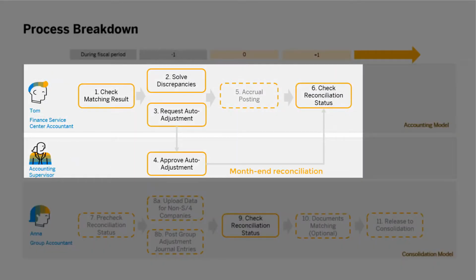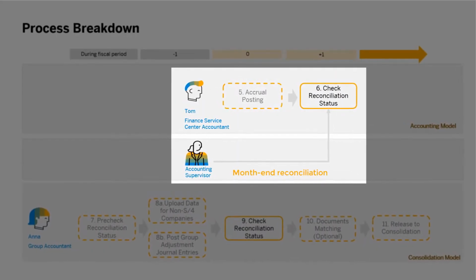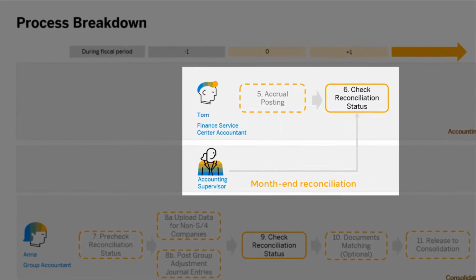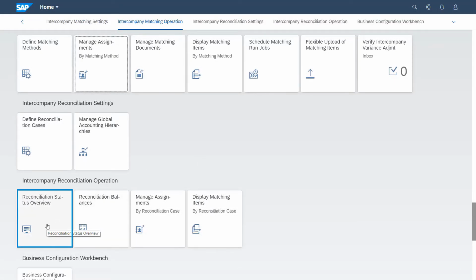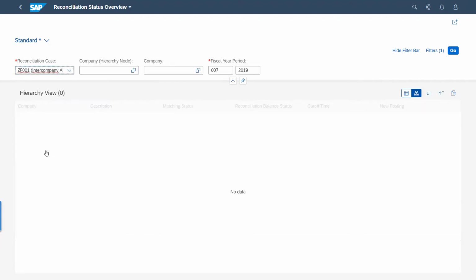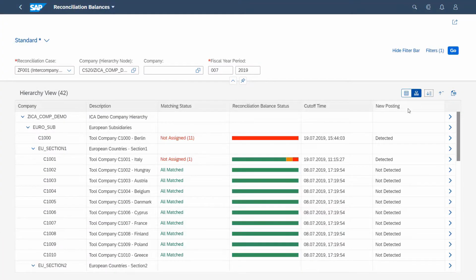The data discrepancies have been solved, but Tom is also approaching period-end reconciliation, during which he checks the reconciliation status and makes any necessary accruals postings. So he opens the reconciliation status overview and displays the companies in a hierarchy view. The overall status is shown for all his companies.